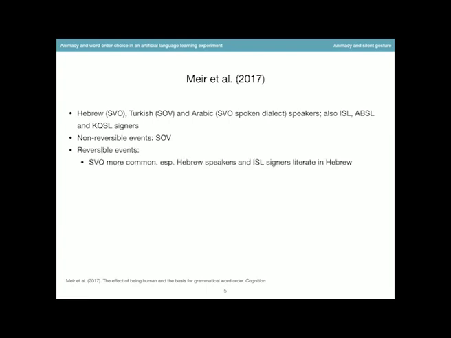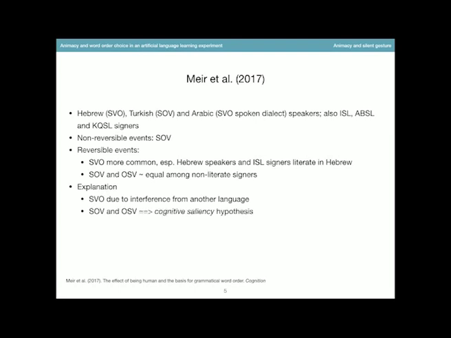So some groups, in particular the Hebrew speakers and ISL signers who are literate in Hebrew, typically described reversible events using SVO. And other groups, in particular the non-literate signers, typically used SOV and OSV in roughly equal proportions. So to explain these results, what they suggest is that the SVO preference for reversible events can be described by interference from another language.